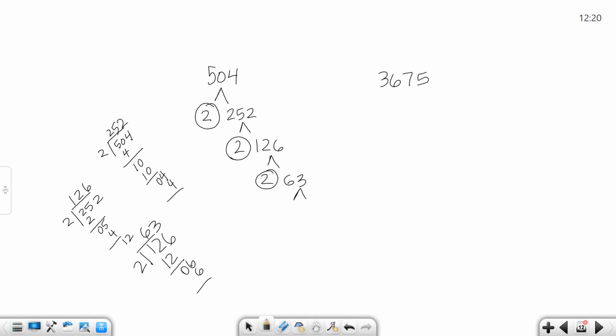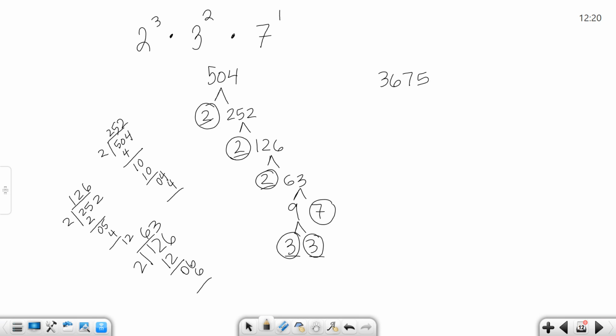Okay, I know that 63 has a 9 and a 7. I know that 7's a prime. And 9 is 3 times 3, and those are the primes. So that would be my prime factorization of 504. So if you look through there, you're going to have a factor of 2, and a factor of 3, and a factor of 7. There are 1, 2, 3 2s. There are 1, 2, 3s, and there's 1 7. Okay, so that's how that one would go.